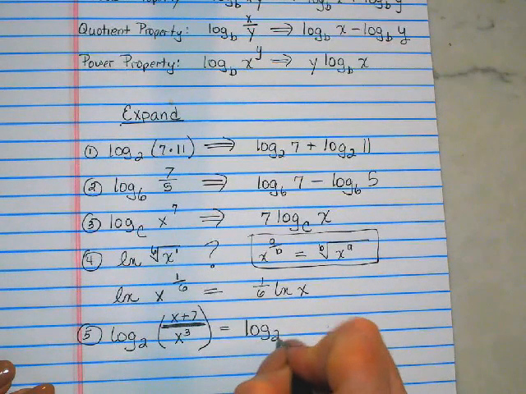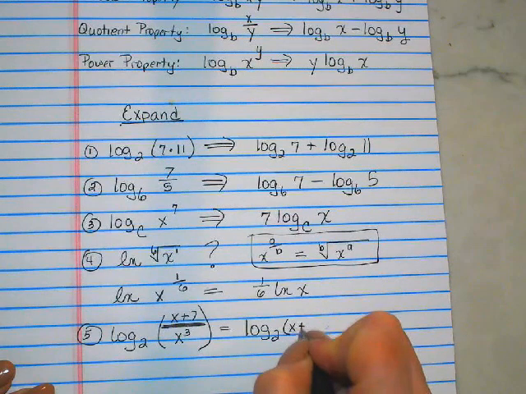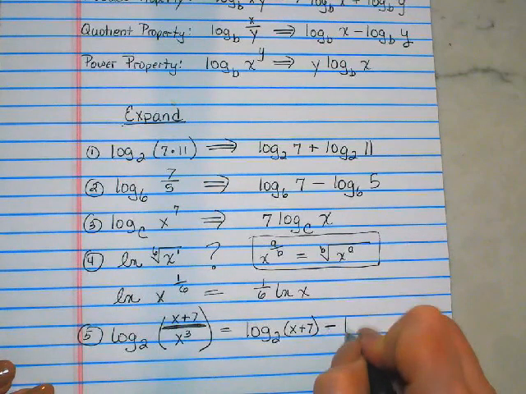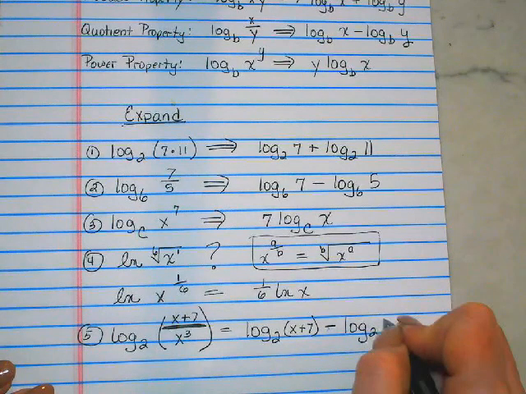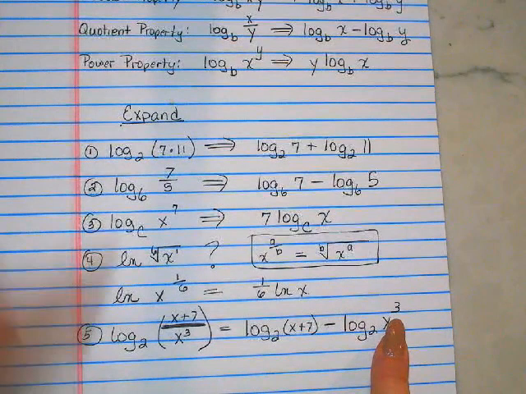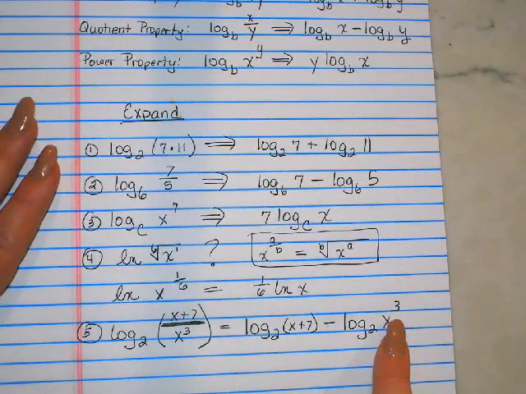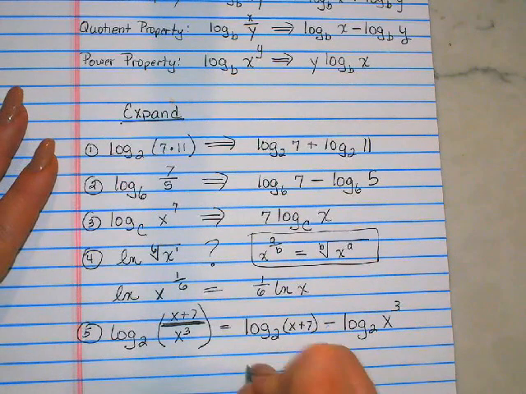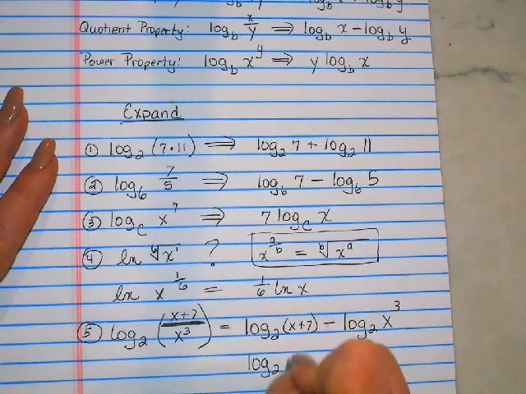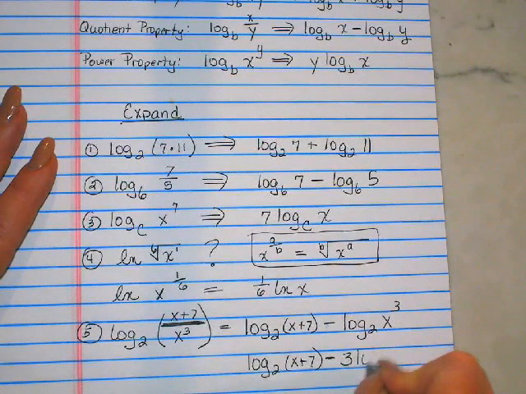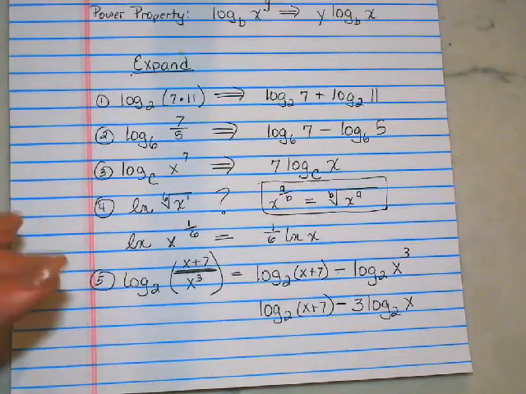It's going to be log base 2 of, let's keep that in parentheses, x plus 7. We keep the binomial together, minus, and you could do it like this, log base 2 of x cubed. That's the first step. But we don't leave an exponent here because we do have a power property. So we're going to bring this to the front. So it's going to be log base 2 of (x plus 7) minus 3 log base 2 of x.